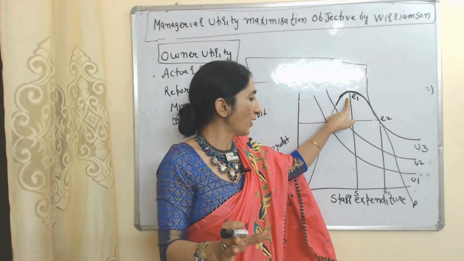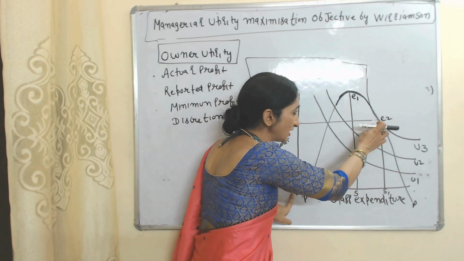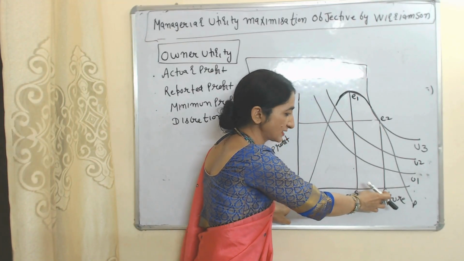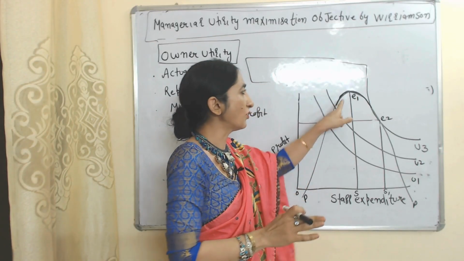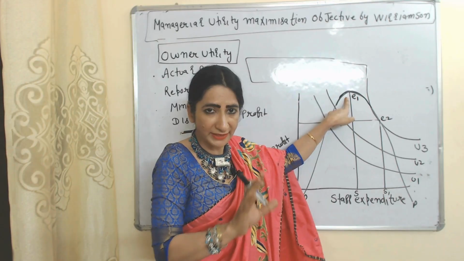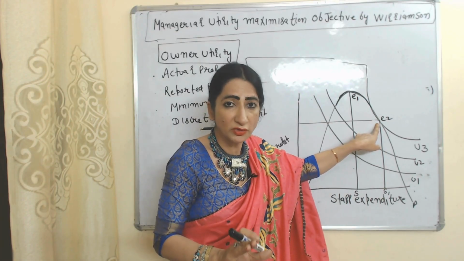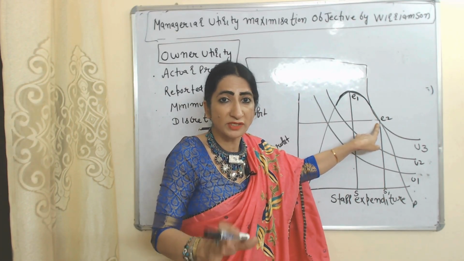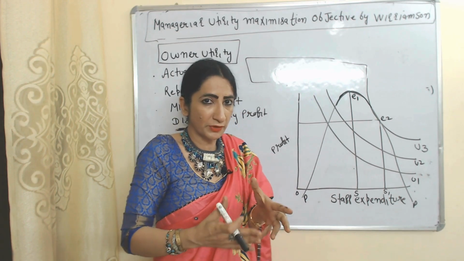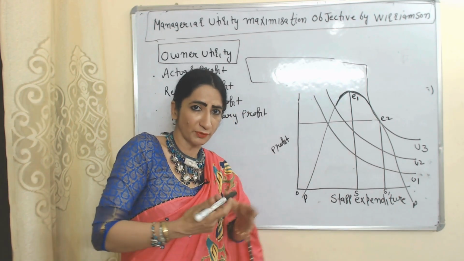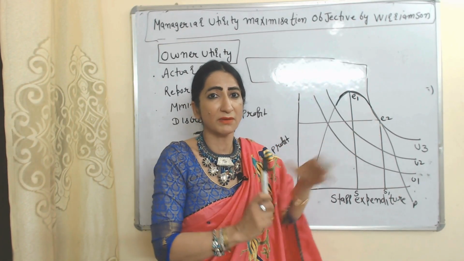But at E1 point, staff expenditure is less. Staff expenditure is only OS. But at E2 point, staff expenditure is more as compared to E1 point. And staff expenditure increases the manager utility. No doubt E1 point is giving profit maximization, but the manager will not try to achieve this point. The manager will try to achieve E2 point, because at E2 point staff expenditure is more, and more staff expenditure gives more utility to the manager. So according to this model, the manager will prioritize their own utility rather than maximizing profit for the owner.